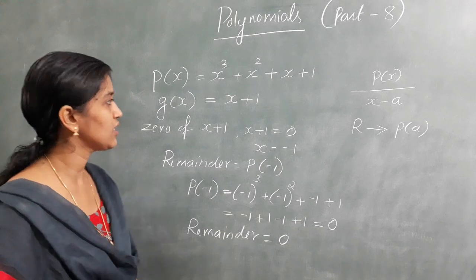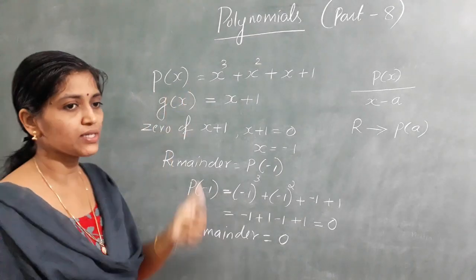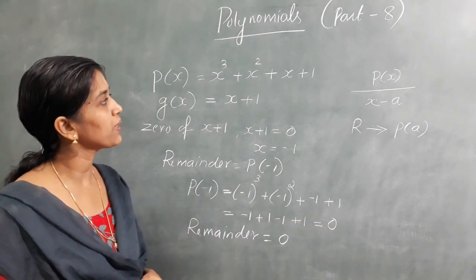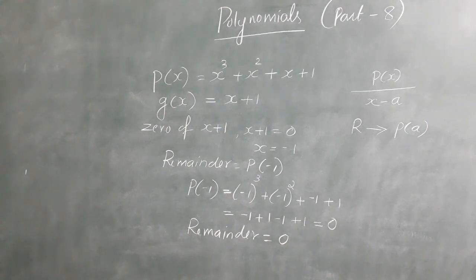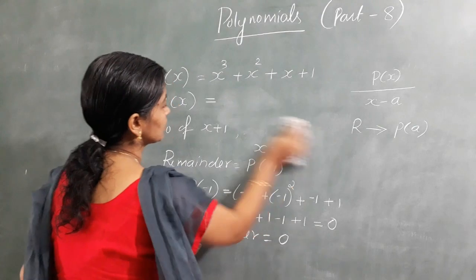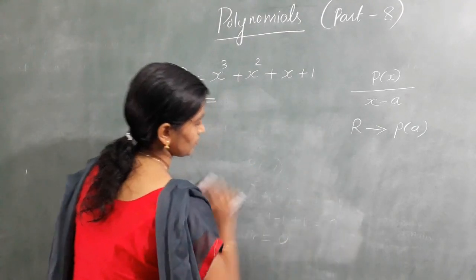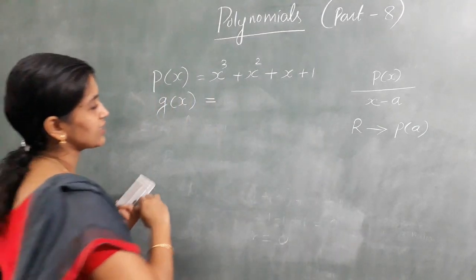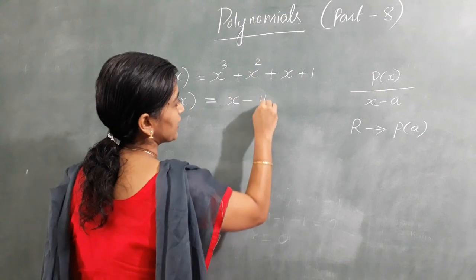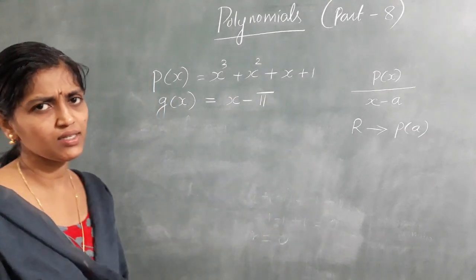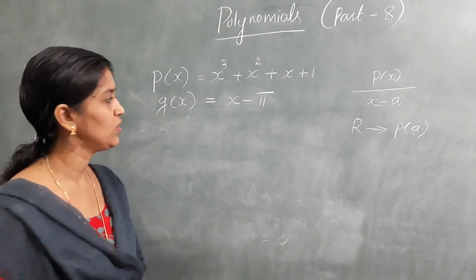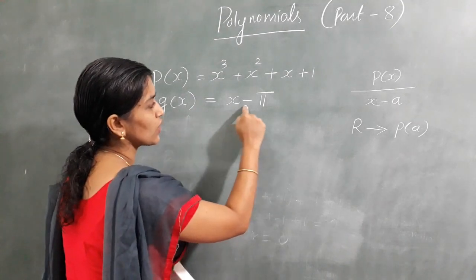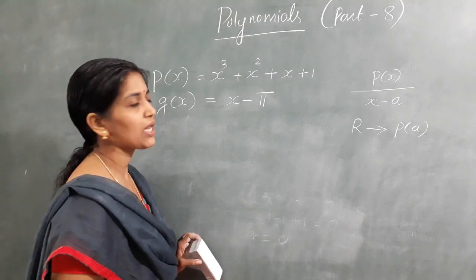Now we will see another question. We will take p of x is equal to x cube plus x square plus x plus 1 itself, and we will take g of x is equal to x minus pi. Pi is a value you have studied. So g of x is equal to x minus pi. So you may have confusion.